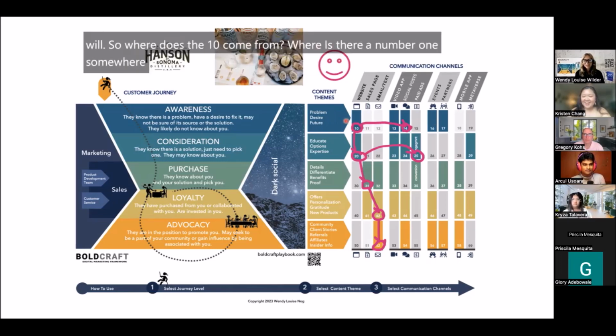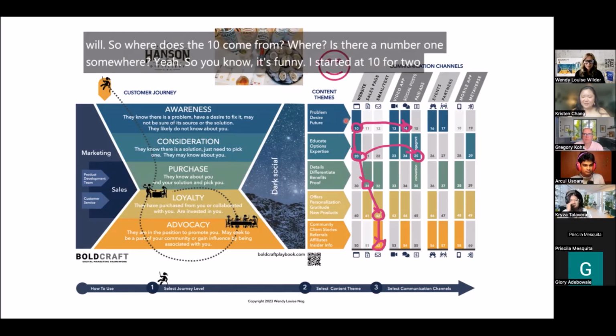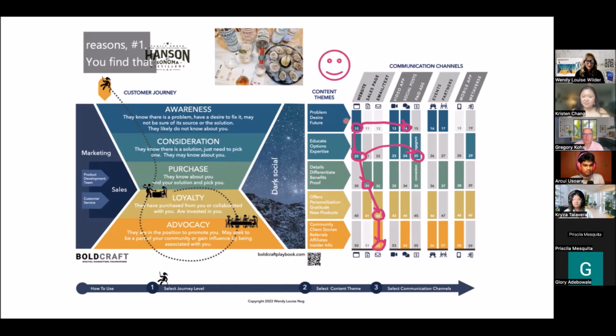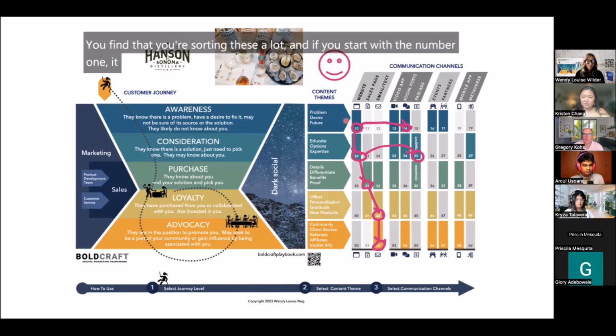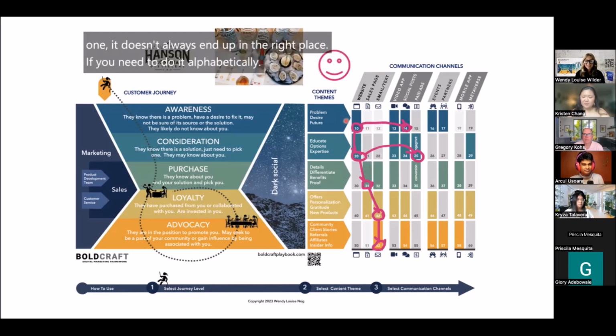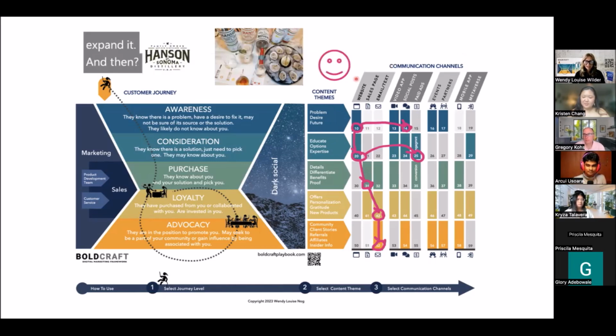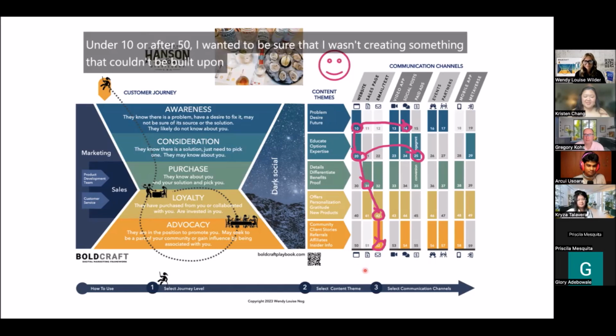Yeah, it's funny. I started at 10 for 2 reasons. Number 1, you find that you're sorting these a lot, and if you start with the number 1, it doesn't always end up in the right place if you need to do it alphabetically. So I just said I'm going to start at 10, and also that means you can expand it under 10 or after 50. I wanted to be sure that I wasn't creating something that couldn't be built upon. That makes a lot of sense.